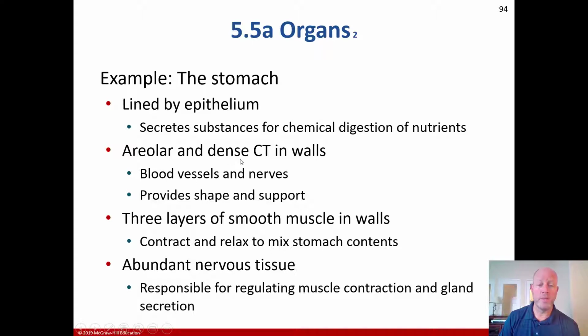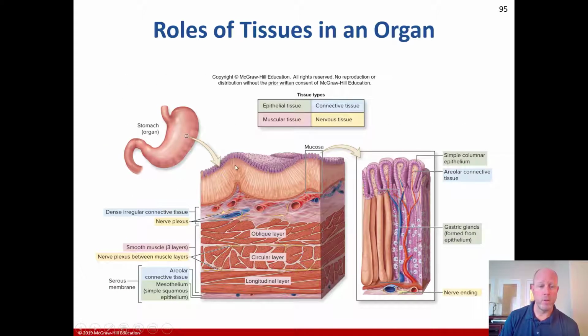The areolar and dense connective tissue in the walls include the blood vessels and the nerves. It provides shape and support. There are 3 layers of smooth muscle in the walls. They contract and relax to mix stomach contents. There is abundant nervous tissue there, I should say, responsible for regulating the muscle contraction and gland secretion.